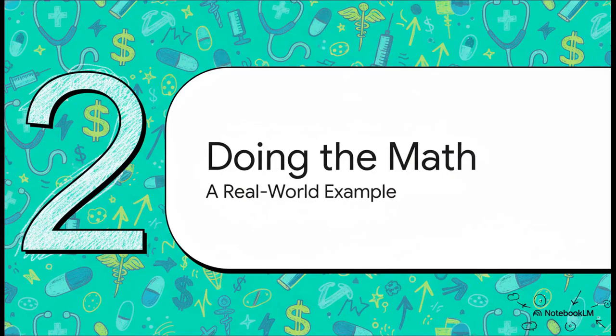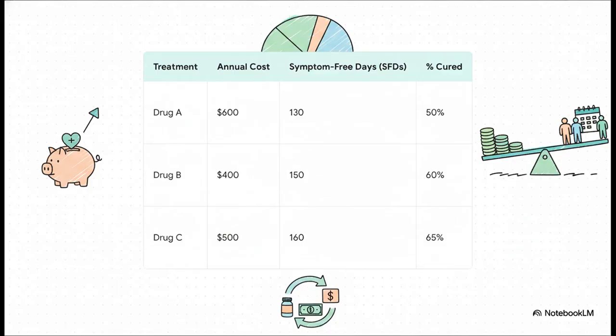Okay, that all sounds great in theory, but how does it actually work in practice? Let's get our hands dirty and walk through a real-world example to see this thing in action. Okay, so imagine we have 3 different drugs for a gastrointestinal condition. Let's just look at the numbers.